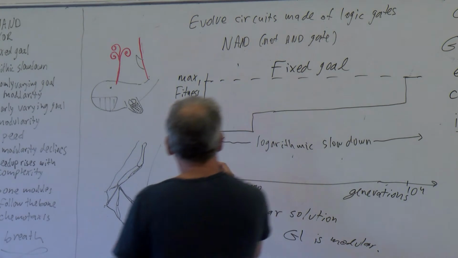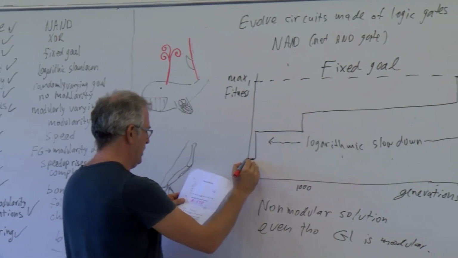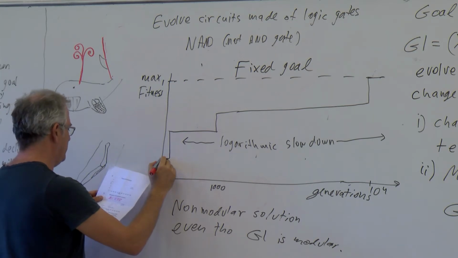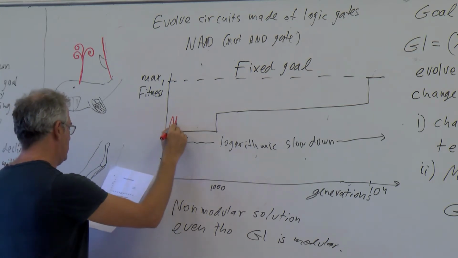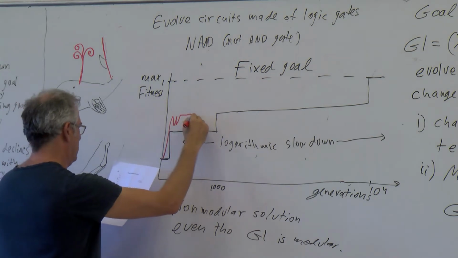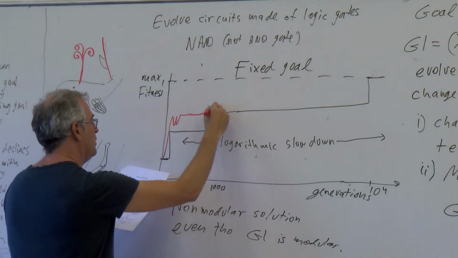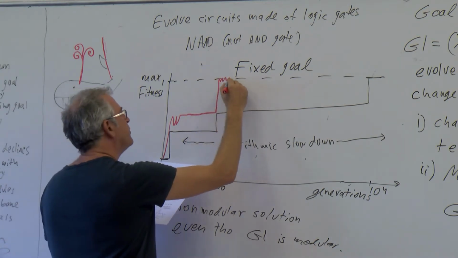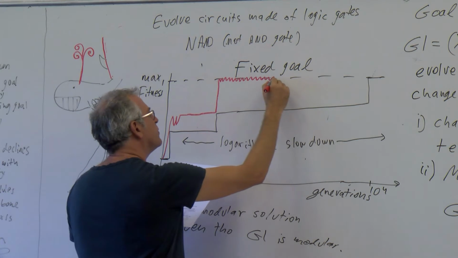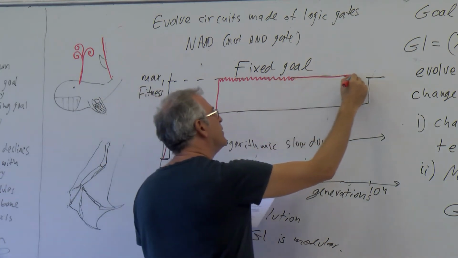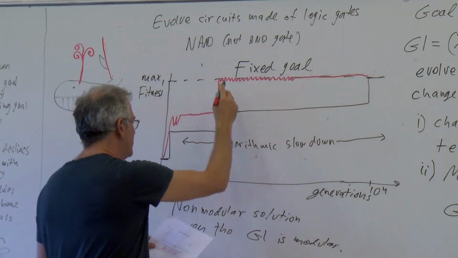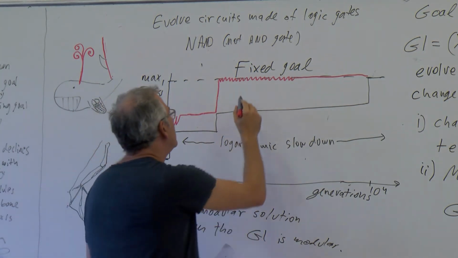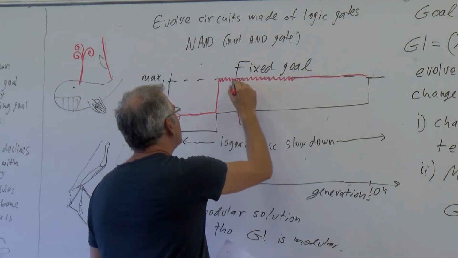Okay, you start, of course, with random networks. And basically, you find a perfect solution in 1,000 generations. What's a perfect solution? Let's zoom in here.